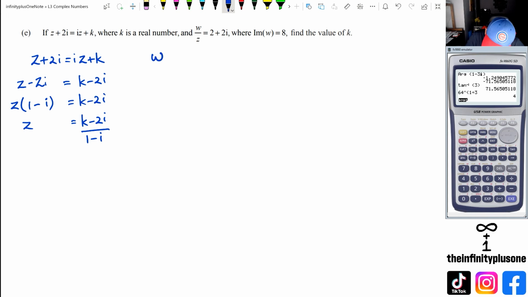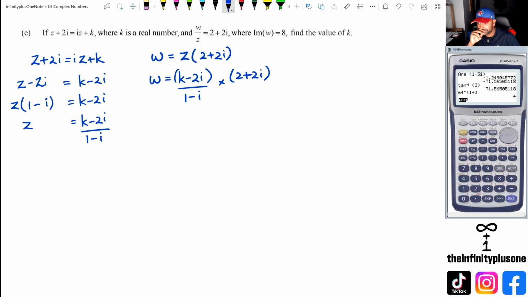Because with W, we can say W is equal to Z times 2 plus 2I. All I've done is cross multiply that Z with 2 plus 2I. But because I already figured out what Z is, K minus 2I multiplied by 1 minus I multiplied by 2 plus 2I. And it's 1 minus I. I thought it was 1 plus I. I thought I could have just cancelled it straight away.